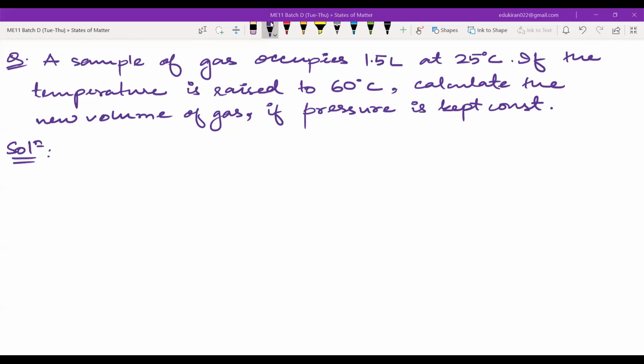I hope you guys can do this, right? All of you? Yes or no? You have to just identify what is constant here, and from the constant, you will identify which law it is. Always look for what is constant. A sample of gas occupies some volume at 25 degrees Celsius, and they are increasing the temperature, so temperature is not constant. The amount of gas is constant, and the pressure is constant. From here, you will identify which law it is, and once you identify the law, then apply.